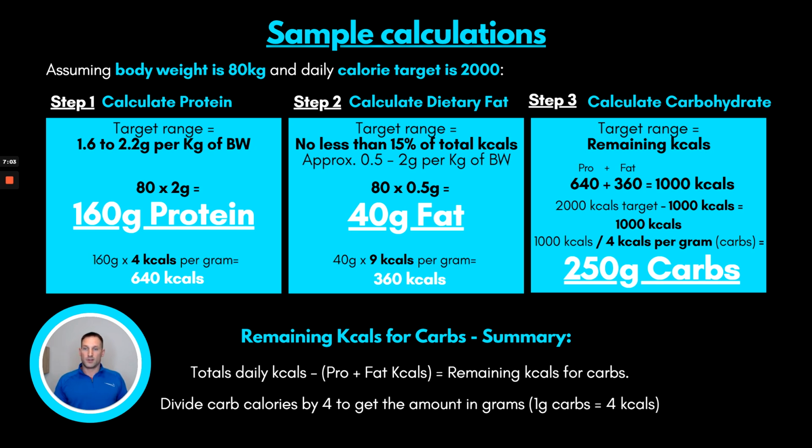So if we were going to fall within that range, let's say, for example, we're going to aim for 2 grams per kilogram of body weight. If you weigh 80 kilograms, that gives you 160 grams of protein per day. Now, when we look at 160 grams of protein, as you can see below, 160 grams times 4 calories per gram, which is what protein equates to in terms of energy. This gives you 640 calories within your calorie target for protein.